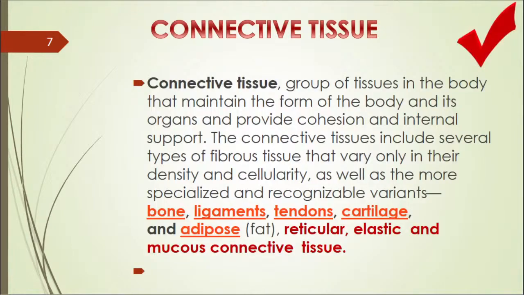Okay, so what about the connective tissue system? Connective tissue is a group of tissues in the human body that maintain the form of the body and its organs and provide cohesion and internal support. The connective tissue includes several types of fibrous tissue that vary only in their density and cellularity, as well as the more specialized and recognizable variants like bone, ligaments, tendons, cartilage, and adipose tissue.